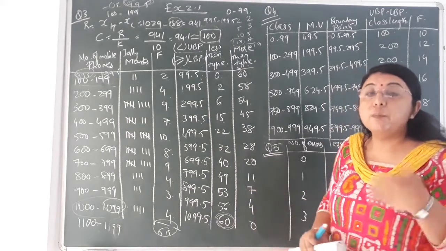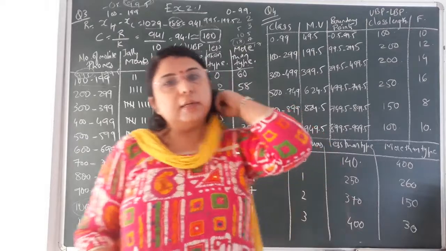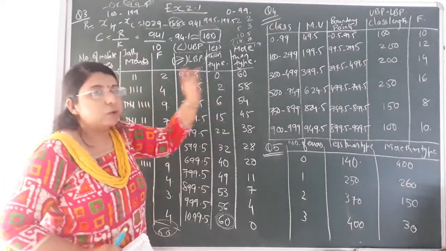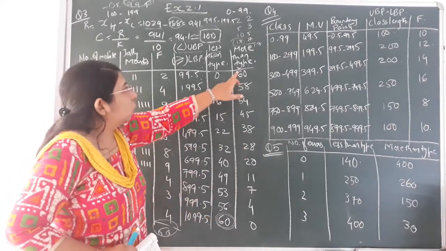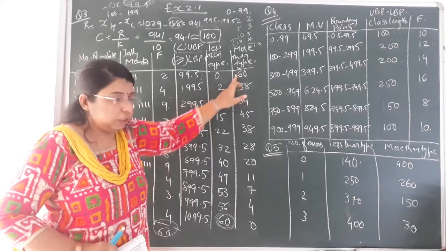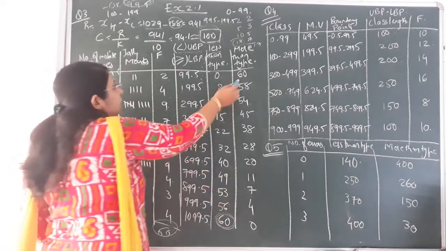Now how to find more than type? Just as in less than type you start with 0, in more than type you have to do the opposite. You have to start with the total of frequency. What is the total of frequency? That is 60. So you will start your calculation with 60.